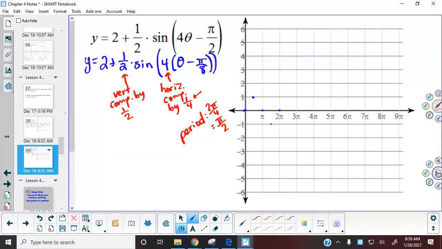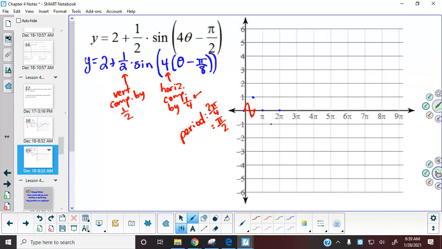So what that means is from my starting point to my ending point, I've only gone pi over 2. So here, that's the halfway mark at pi over 4. And then it's vertically compressed. So instead of going up 1, I'm going up 1/2 and down 1/2. So it's super, super, super tiny. This is my parent function after I've done my vertical and horizontal stretch. So tiny, right? Kind of ridiculous.